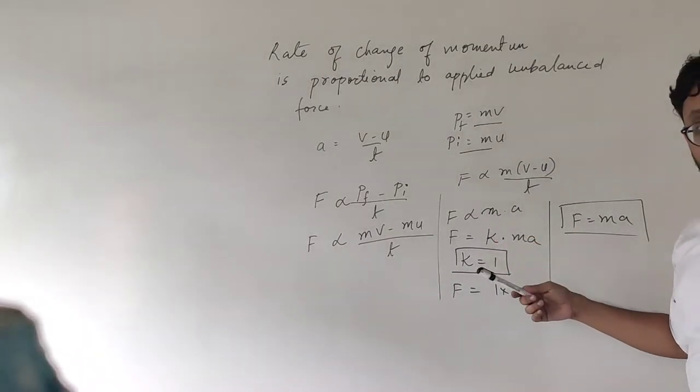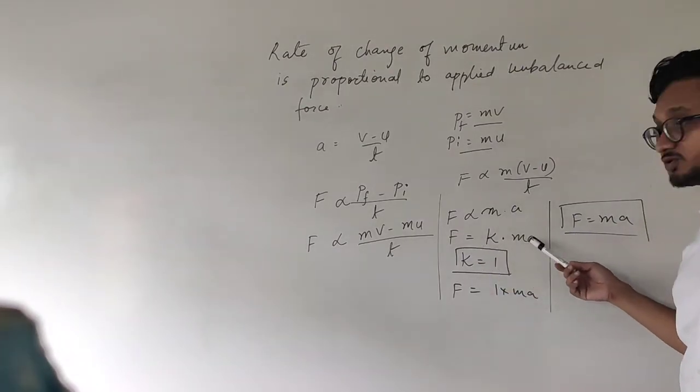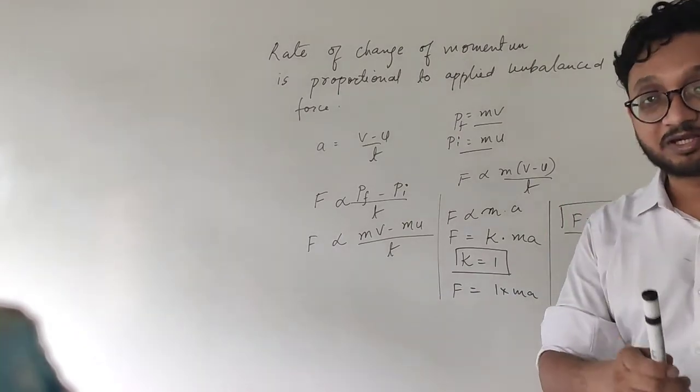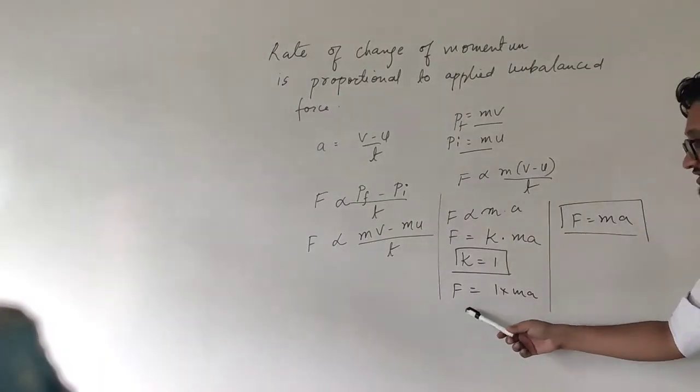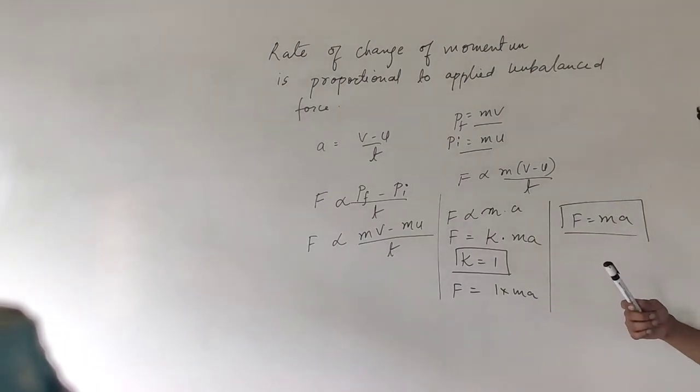And removing the proportionality sign, we have a constant balancing the equation. F is equal to k into ma, and the value of k is found to be 1, and therefore F is equal to 1 into ma. Finally, we have the formula for force, that is F is equal to ma.